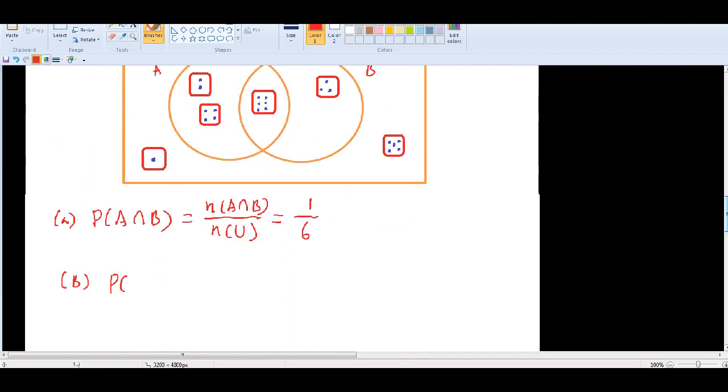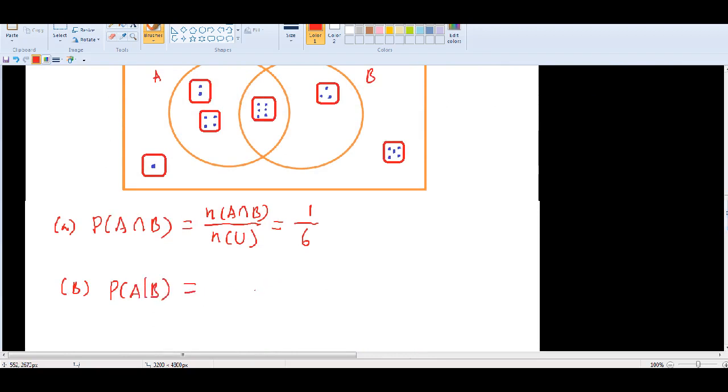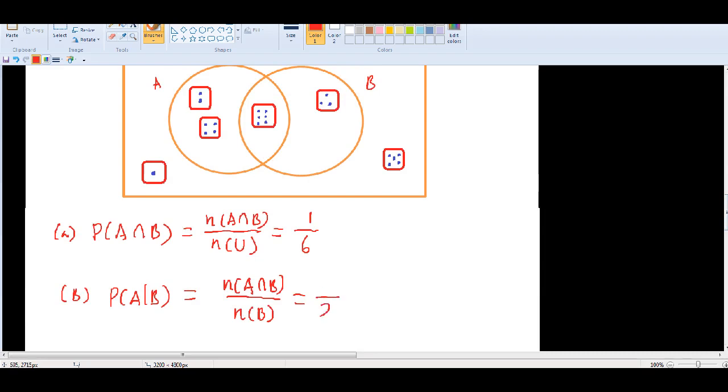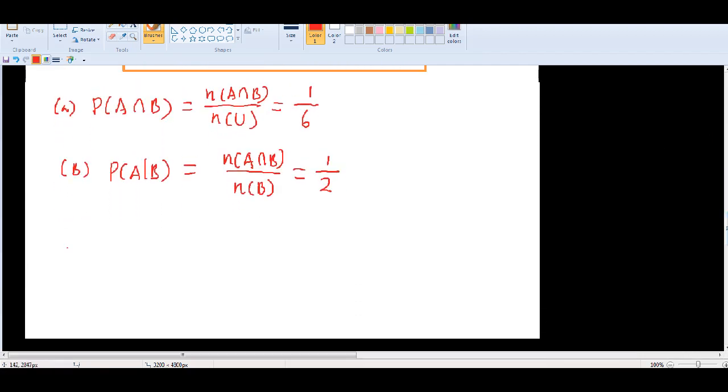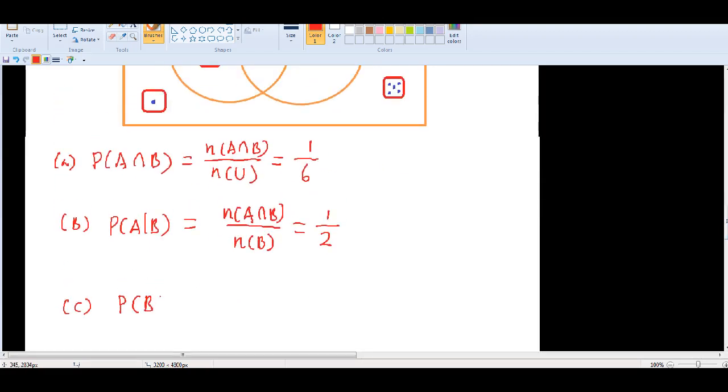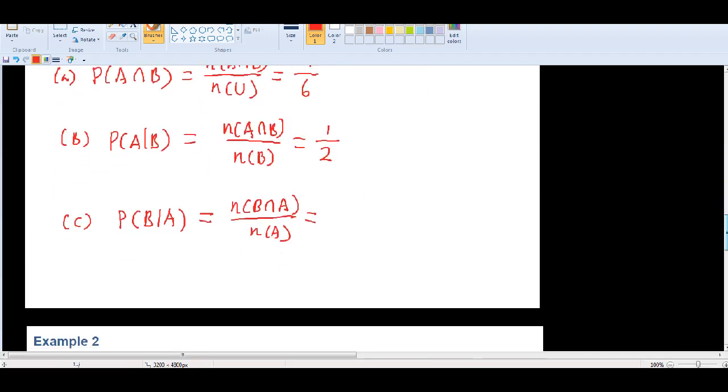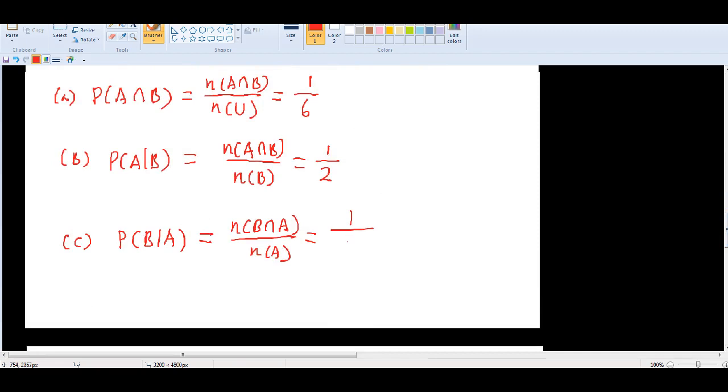Let's do another one. For B, it is A given B, right? The probability of A given B. By definition, you need to find A intersect B also, but you need to narrow down the denominator as well. You need to reduce it. In B there are only 2 of them, and in both A and B there is 1 of them. A intersect B, how many of them? Just 1. And how many of them are in A? There are 3. So 1 over 3.